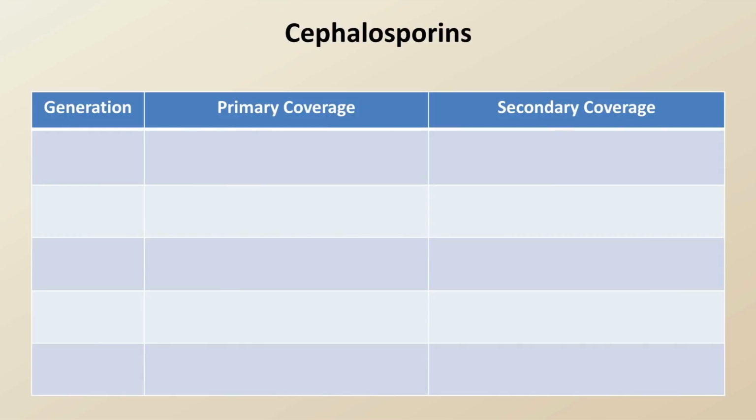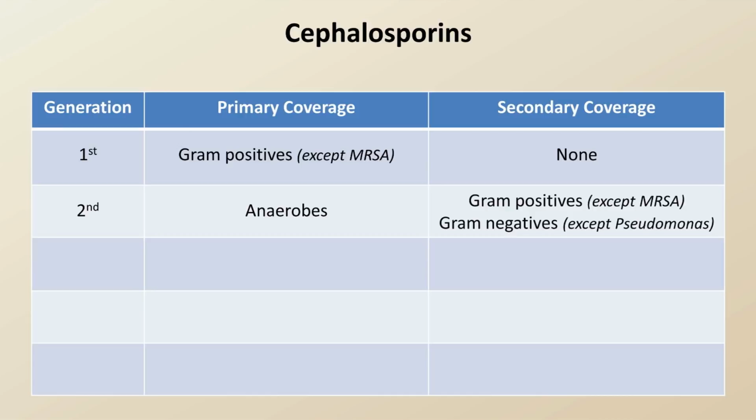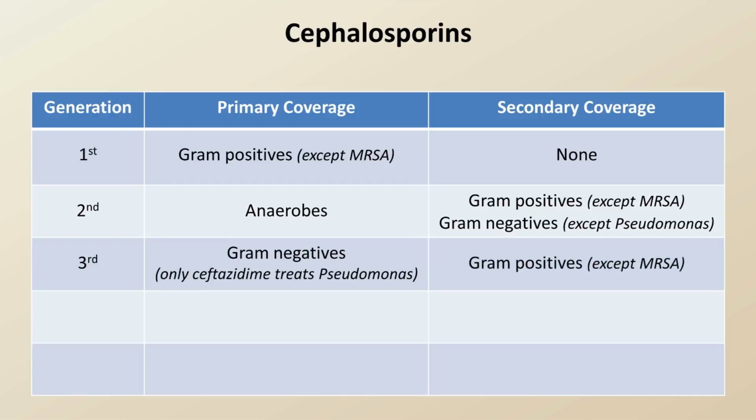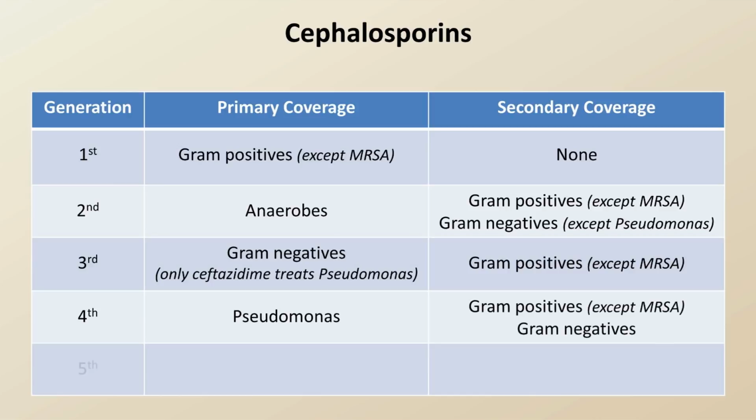Each generation provides one organism type that should be considered its primary coverage, and one or two organisms that are the secondary coverage. So first generation is directed towards gram-positives, excluding MRSA. They have no good secondary coverage. Second generation is directed towards anaerobes, with also activity towards gram-positives and gram-negatives. Third generation is primarily directed at gram-negatives, with gram-positives as secondary coverage. Fourth generation is for Pseudomonas, but also gram-positives and gram-negatives. And fifth generation is for MRSA, as well as other gram-positives and gram-negatives.